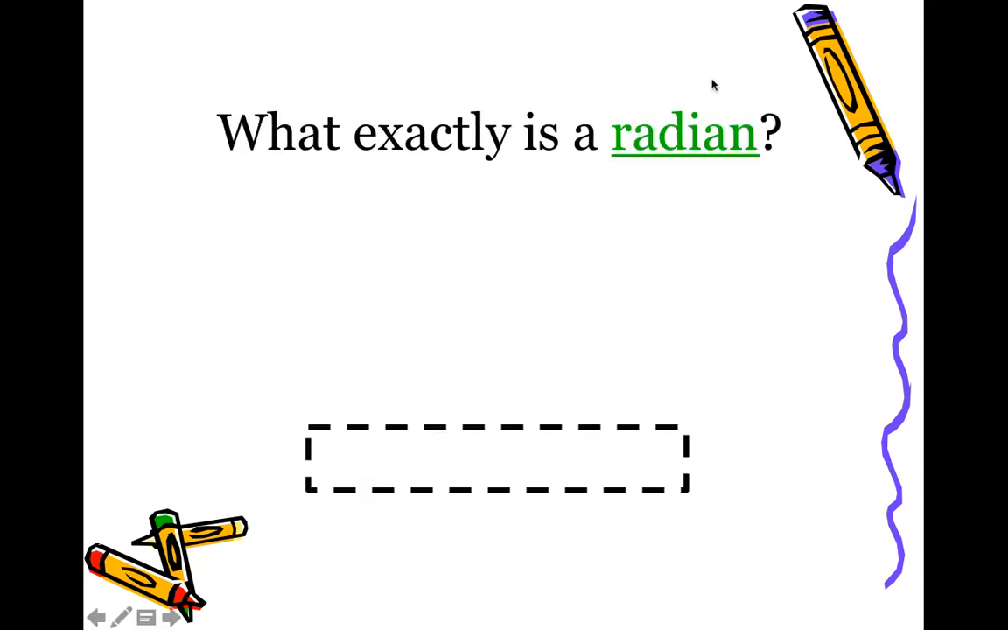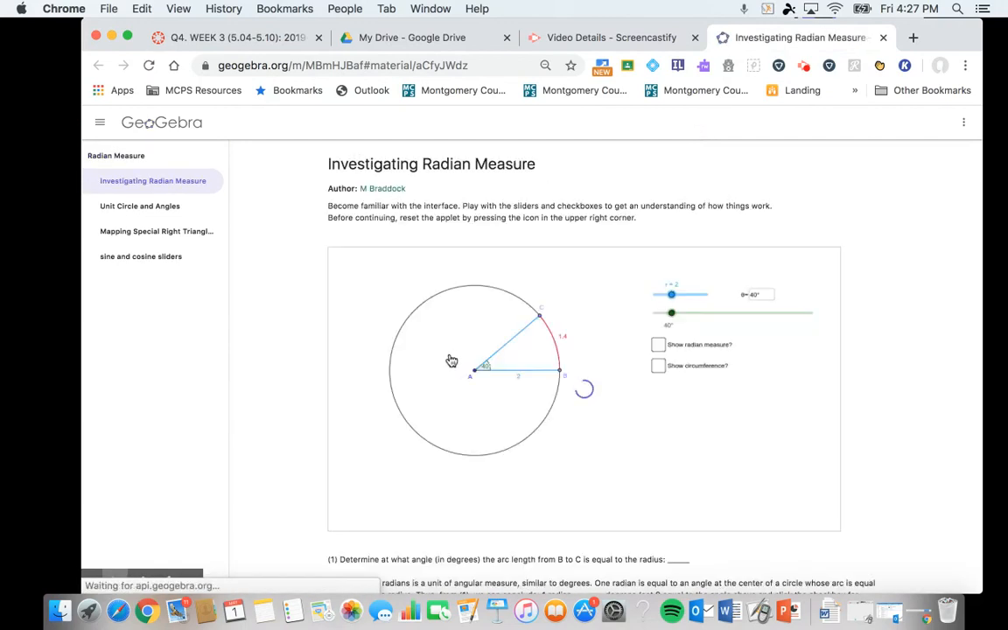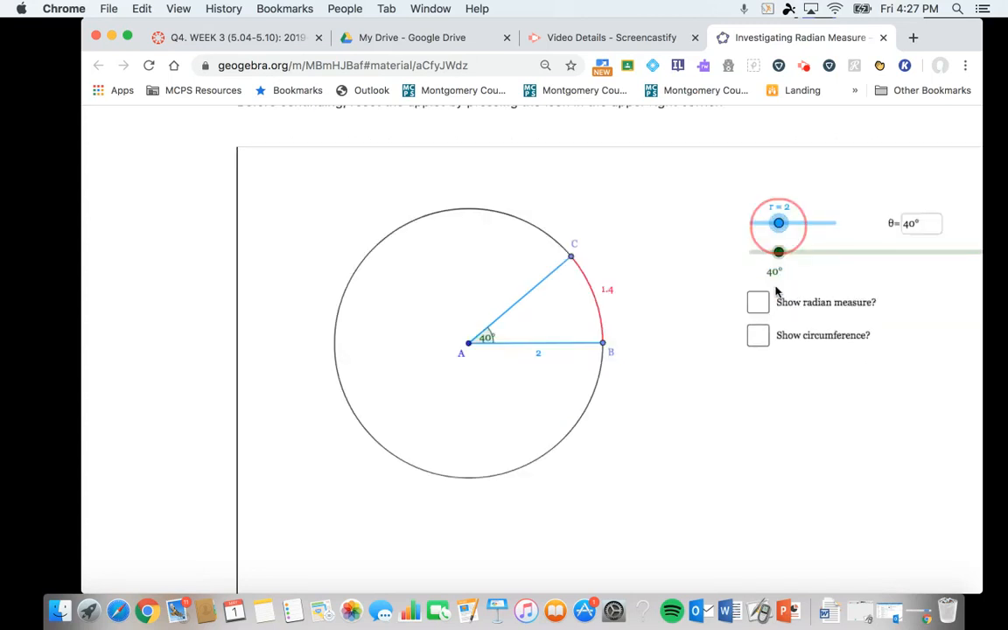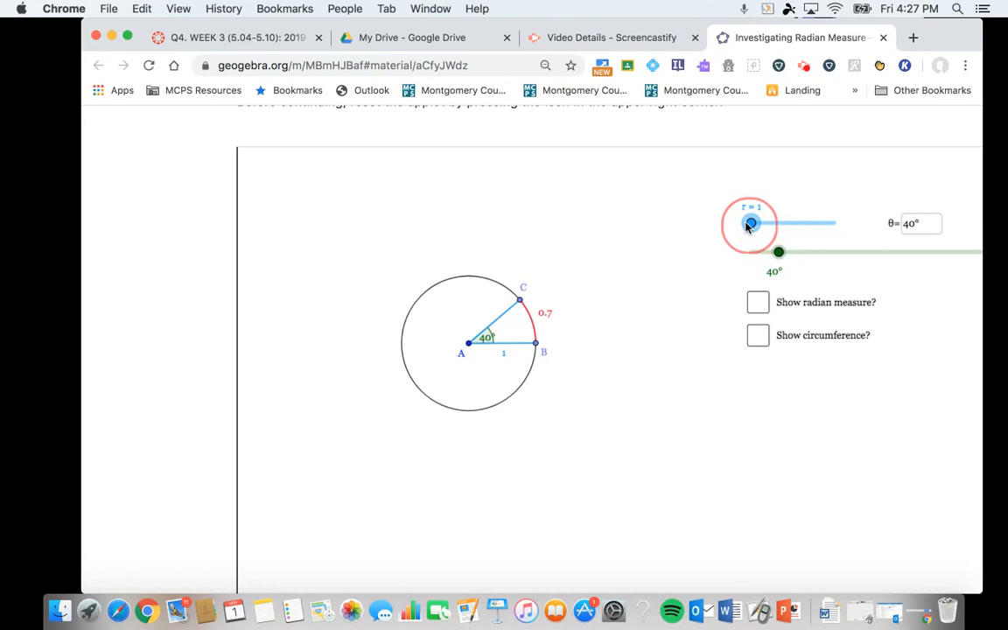What exactly is a radian? So I want to show you this applet. Here my radius is 2. I'm going to change it. I want my radius to be 1, so we're dealing with the unit circle that we were just dealing with, okay? I can slide this slider to look at different angles, and look at the length. So if I get to 90 degrees, this length is about 1.57, right?